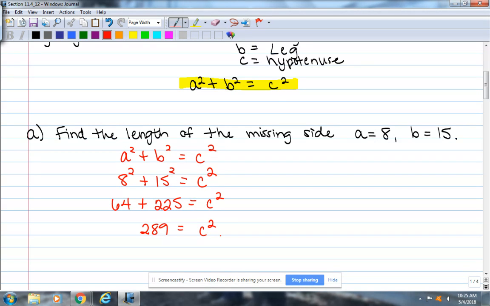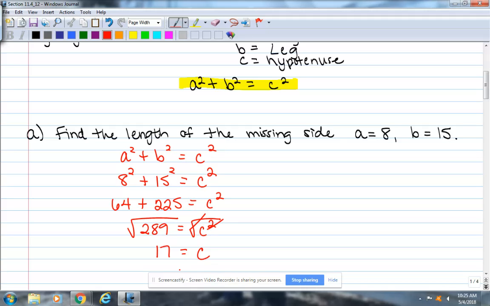So how do we get it equal to just plain C? Right. Remember, a square root takes care of canceling out a square. So we've got to do this to both sides. So square root both sides. And that cancels my radical and leaves me with just C on the right-hand side. So what is the square root of 289?